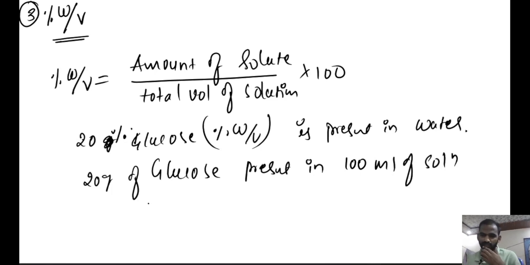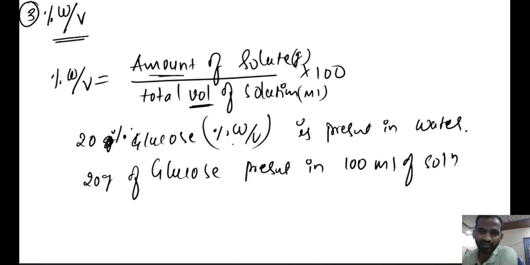Now can we find out how much weight of solvent is there here? See, we can't find it here because one term is in volume and one term is in gram. Here we are taking gram, here we are taking ml.